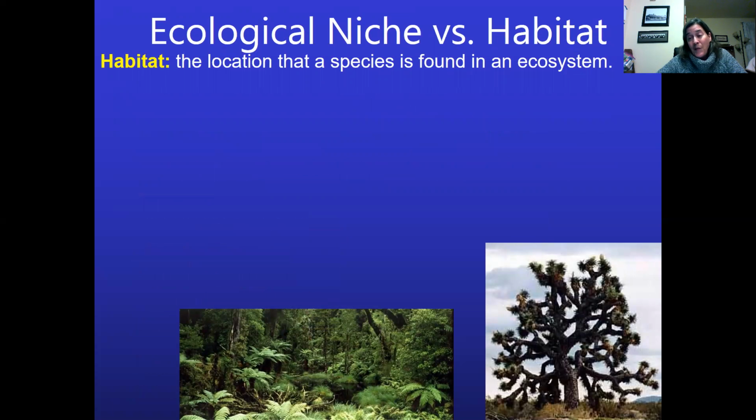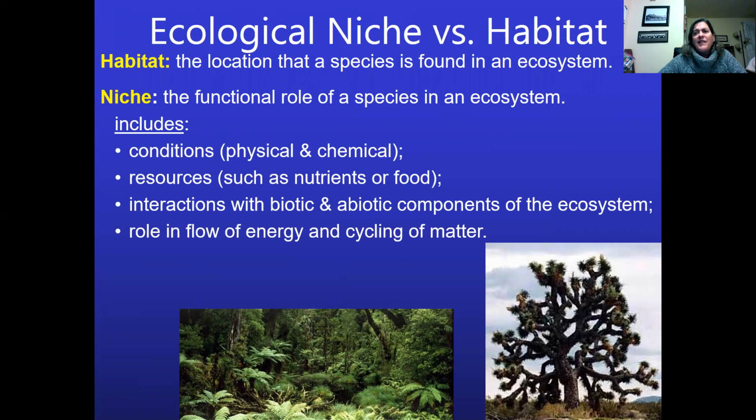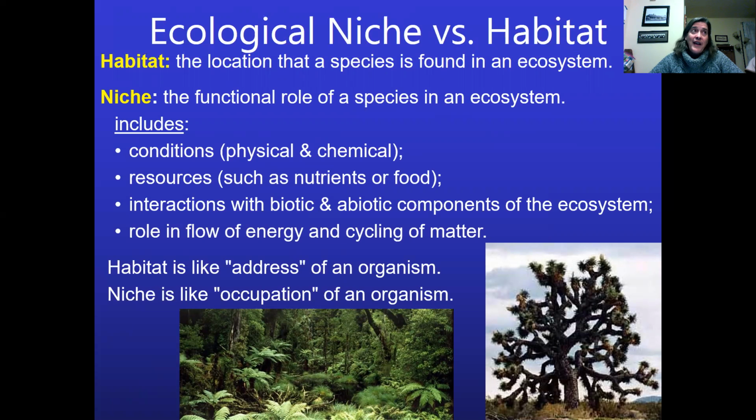Other things we should talk about, these are kind of review from biology, but the habitat, which is the location that a species is found in, and the niche, which is the role of the species in the ecosystem. And that's going to be related to that. That's going to include all of these things you see in the list, like all the conditions, abiotic and biotic, the resources, the interactions with other species and components of the ecosystem, and the role that that organism plays in the flow of energy and the cycling of matter. So think of the habitat as the address and the niche as the occupation of the organism.